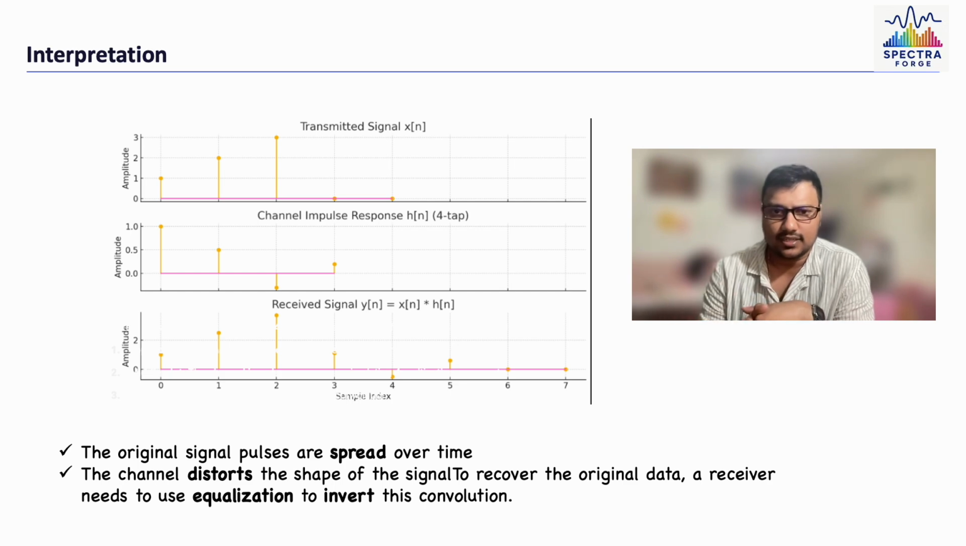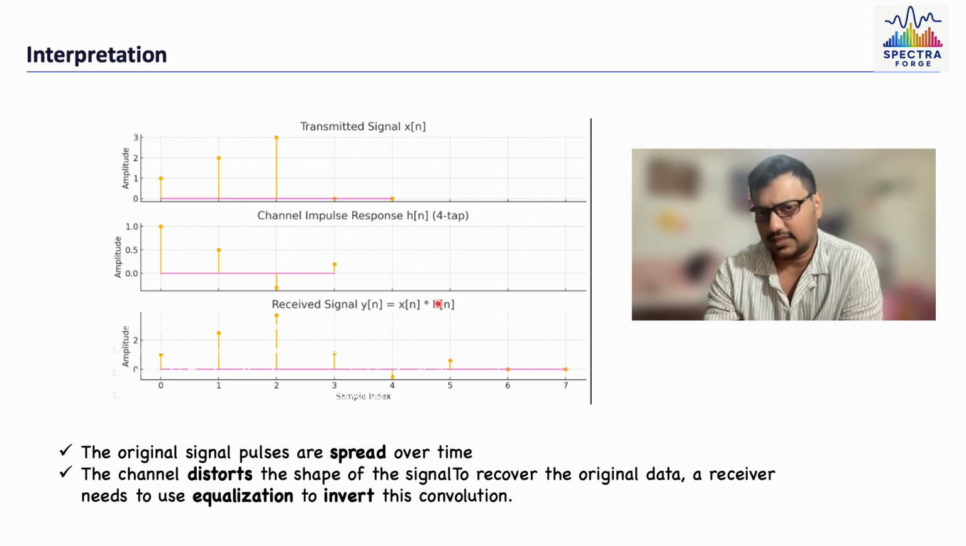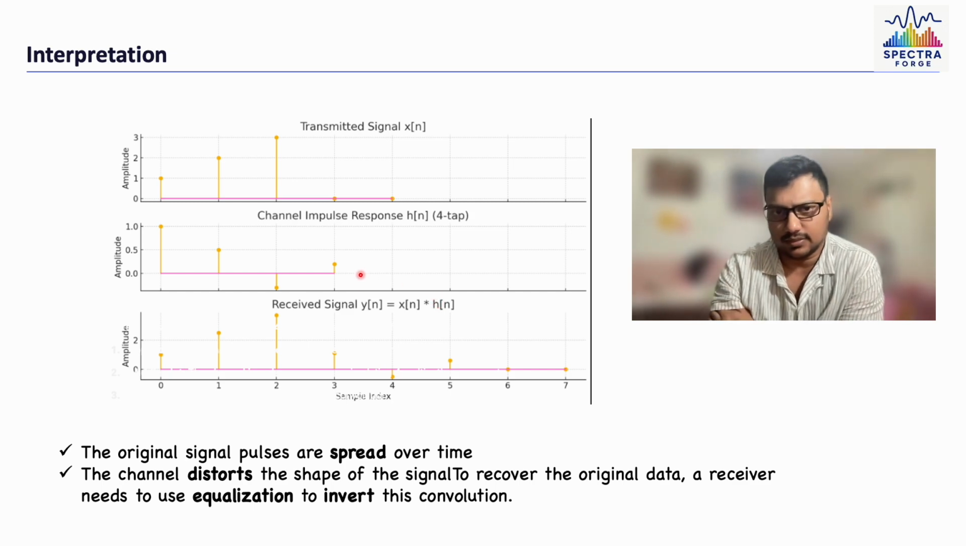In this example as well, you can see the transmit signal is x of n, which has three points, and then you have a channel with 4 taps. So 1, 2, 3, 4 here, and then you have y of n, which is a convolution of x of n times h of n. So we plug in this expression that I showed you in the previous slide.